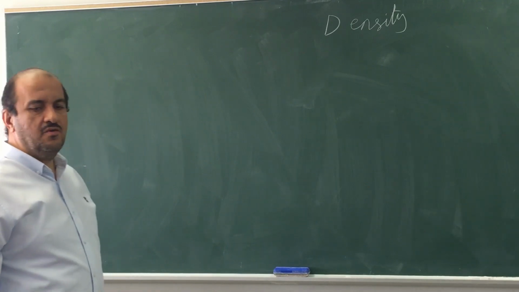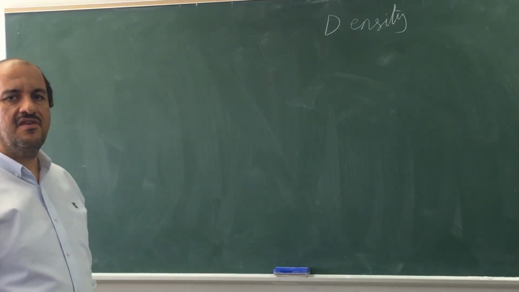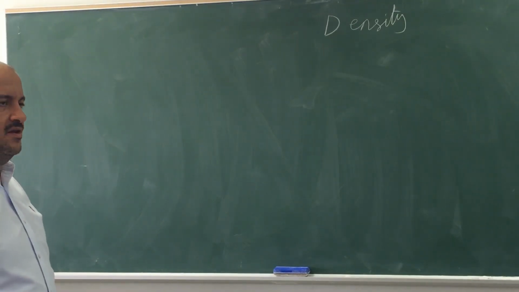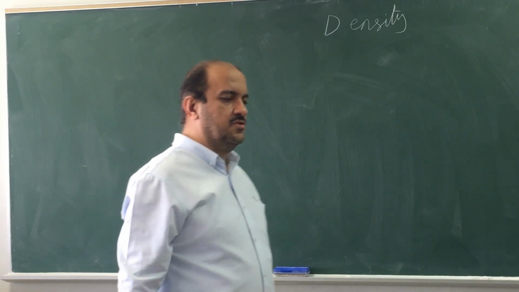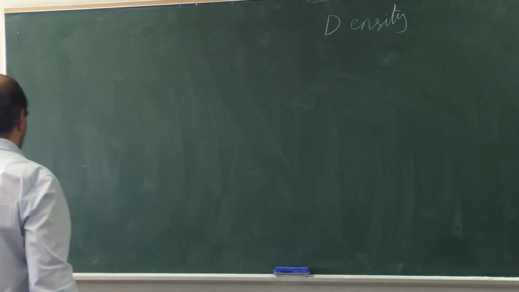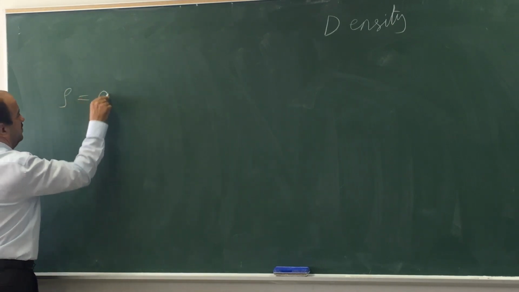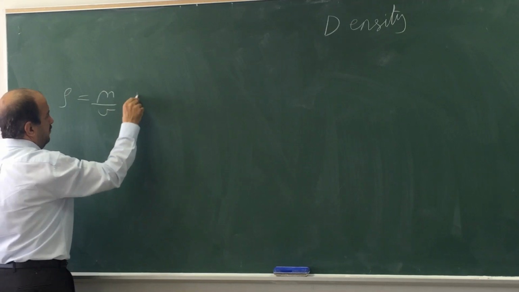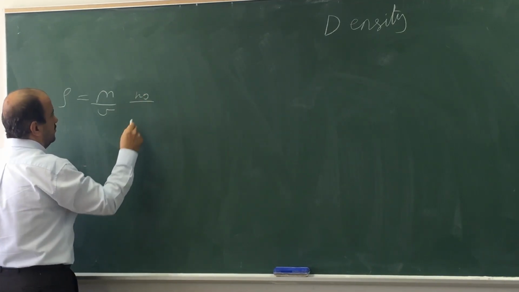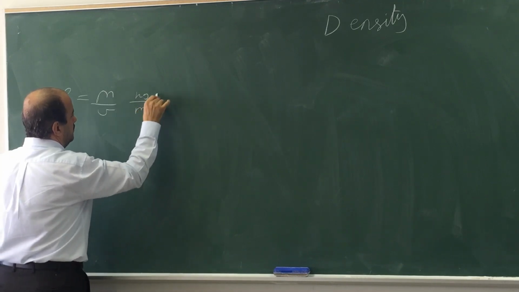The main objective today is to measure the density for different objects, solids and liquids. In the end, we will use Archimedes' principle to measure the density of an unknown or irregular object. You know that there is a simple formula for the density: the density equals the mass of the object divided by the volume, and the unit will be kilogram per cubic meter.